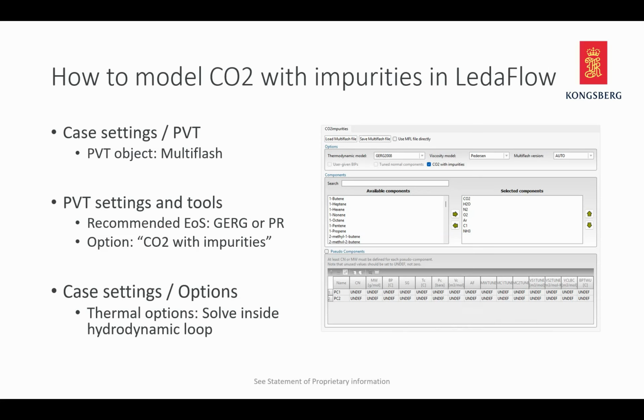And then when you have all this, you need to enable the model called CO2 with impurities, as shown on the screenshot here. And finally, remember to select the option solve inside hydrodynamic loop.